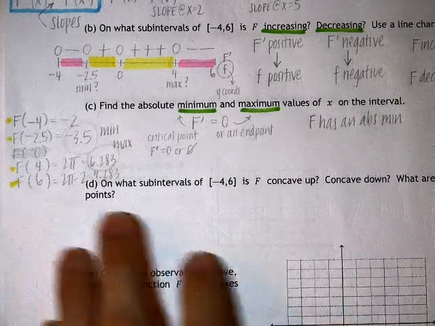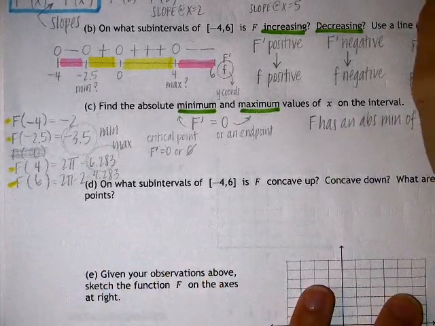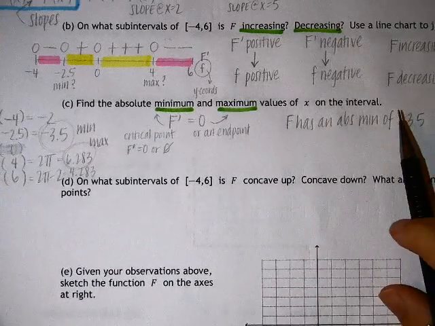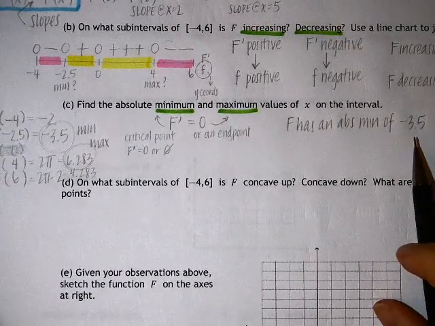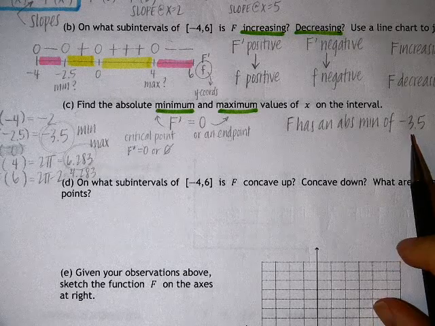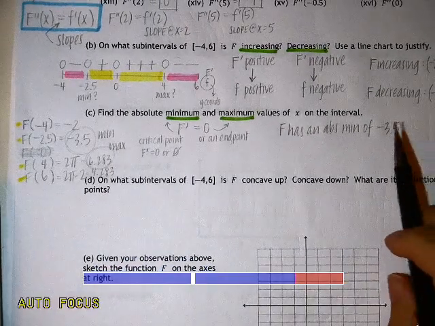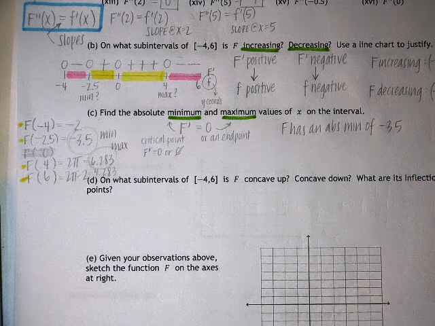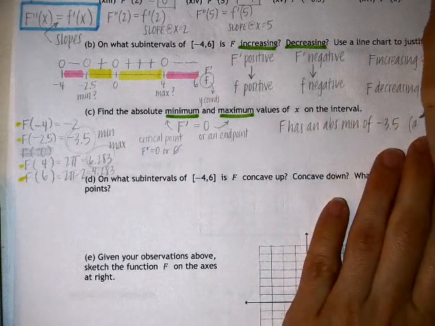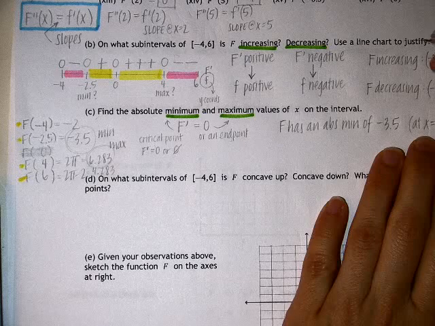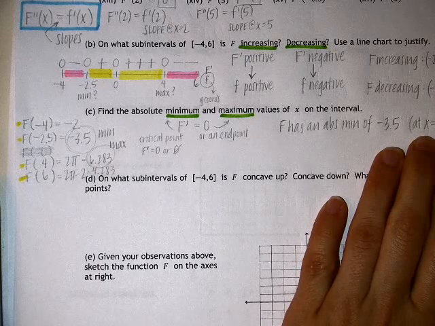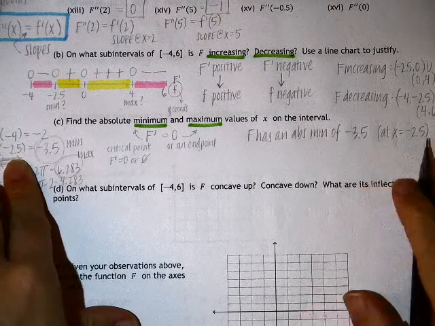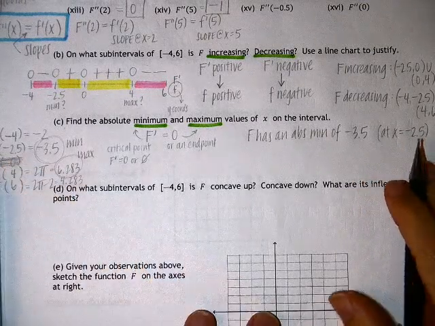Big F has an absolute min of -3.5. Now you might be looking at that going, no, Herbert, that's not right. Wait, aren't you supposed to put the x coordinate? The function value itself is the minimum value. So we actually say that the absolute min is -3.5. Some people parenthetically also include the x coordinate where it happened. It happened at the x coordinate -2.5, so you can write that if you want, but you don't have to.